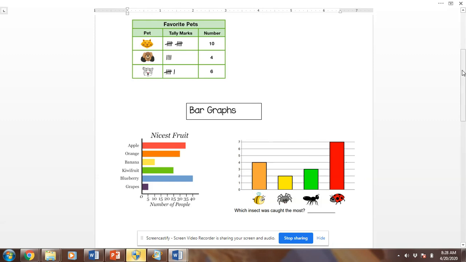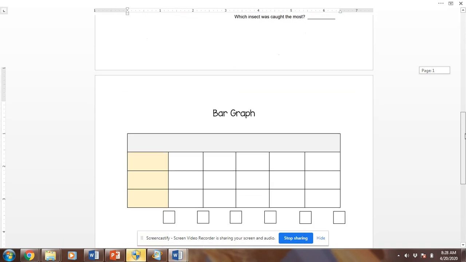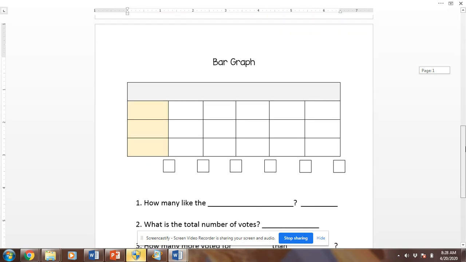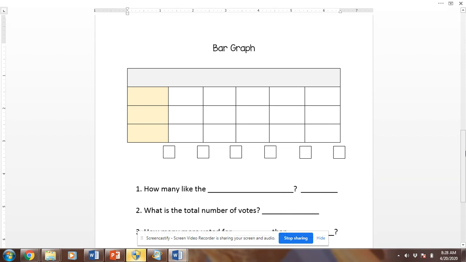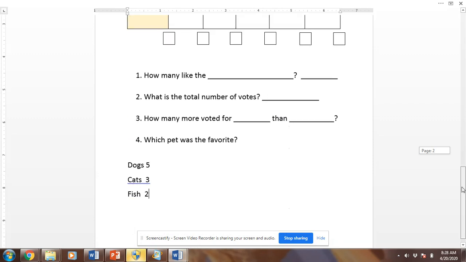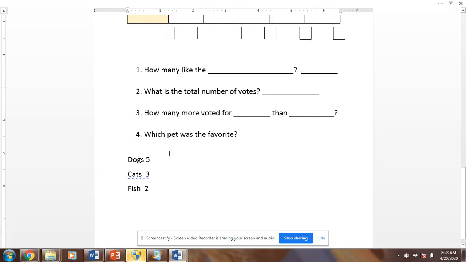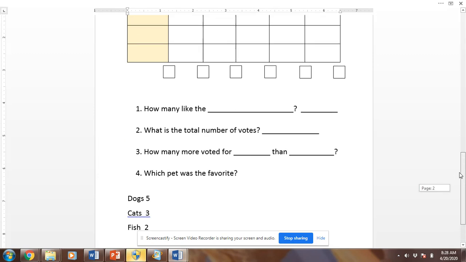Okay, so I have one ready to go for us down here, our bar graph, and I decided to do this on pets. So because I don't have all of you in front of me, which I miss so much, I decided to do this with my family, and I asked them some questions about pets and what their favorite pets were. And then I collected some of the data and I put the data right down here. So I'm going to use this data to fill in my bar graph.